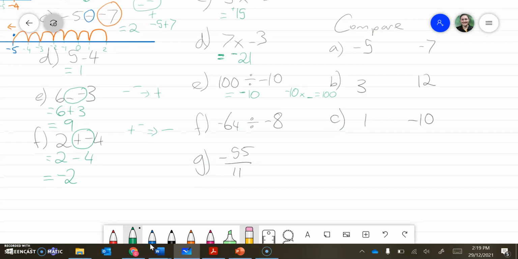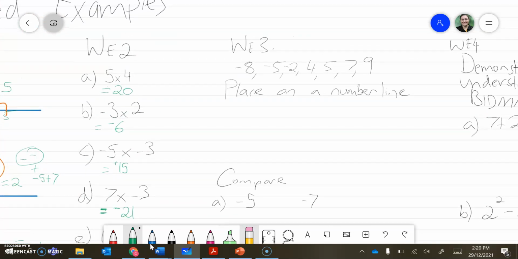Here we've got negative 64 divided by negative 8. They are both negative, so my solution is going to be positive. And here we need to think of negative 8 times what is negative 64, and so that is going to be 8. And then G, we've got a fraction here. Now this fraction also means negative 55 divided by 11. We have one negative, one positive. So what that means is our answer is going to be negative, and 55 divided by 11 is 5. So we have negative 5 as our solution.